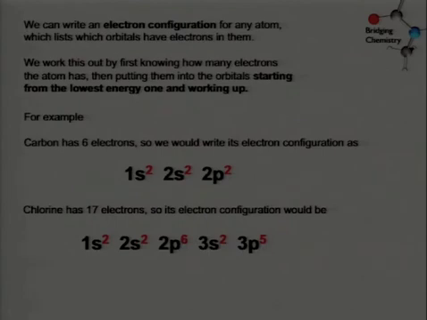Here's another one. Here's chlorine. Chlorine has 17 electrons, and so we do the same thing. We start at our lowest energy orbital, which is the 1s. We fill that up, and we move on. To the 2s, fill it up, move on. 2p, fill it up, move on, and we keep going until we've run out of electrons. And if we do that, then for chlorine, we end up with 1s2, 2s2, 2p6, 3s2, 3p5.